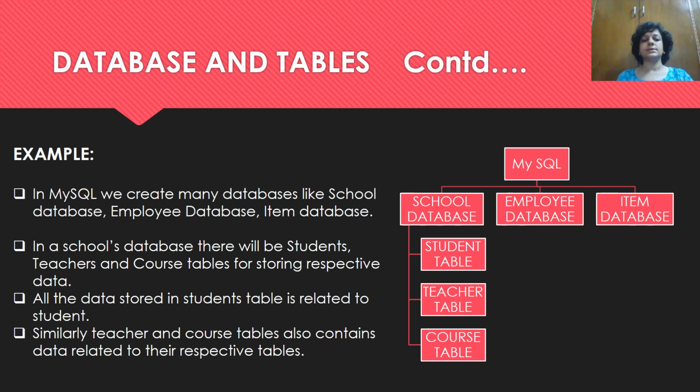Let us take an example to understand the relationship between database and tables. In MySQL, we create many databases like school database, employee database, item database, etc. In a school database, there will be students, teachers, and course tables for storing respective data. All the data stored in students table is related to student only. Similarly, teacher and course tables also contain data related to their respective tables.